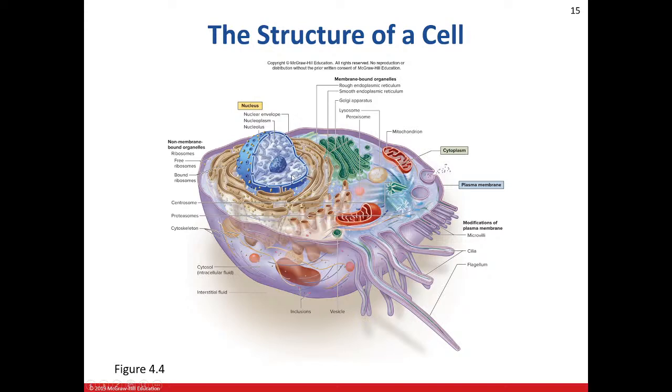Outside of the nucleus, you find the endoplasmic reticulum, and there are two types of endoplasmic reticulum here. Right up against the nucleus, you find rough endoplasmic reticulum, and it's called rough because it's got all these bumps on it, and those bumps are ribosomes. The smooth endoplasmic reticulum does not have bumps, does not have ribosomes.